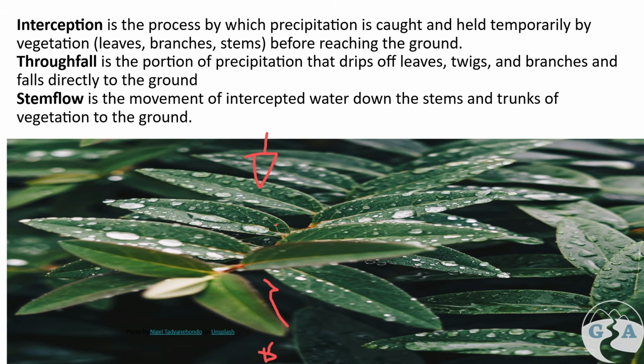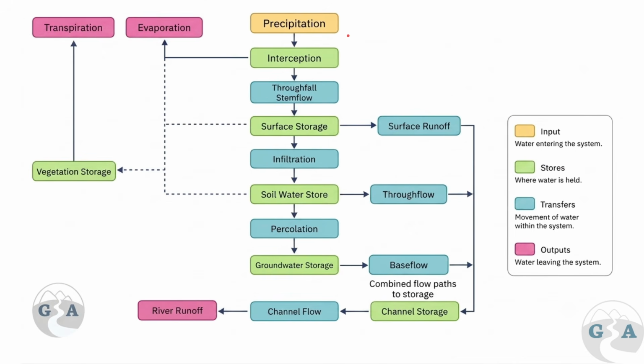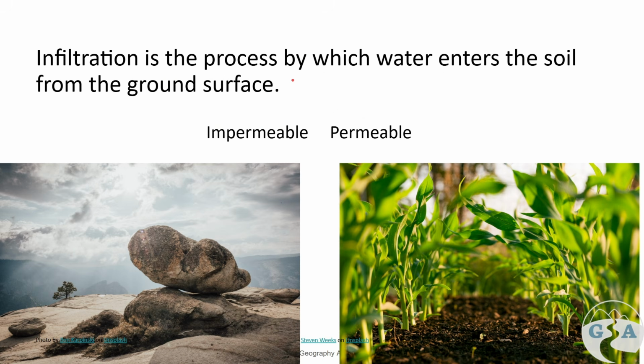Stemflow then is when it travels down the stem, down the bark of the tree, and down to the base of the plant. So here we can have interception, and interception can go towards evaporation, or as throughfall and stemflow, it can reach the surface. Next is what happens on the surface.